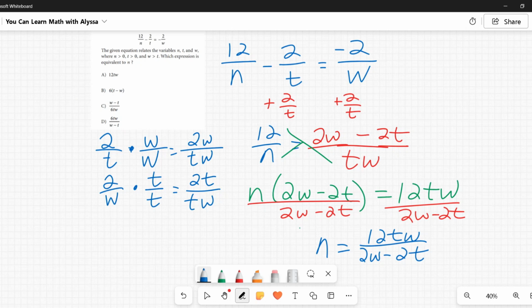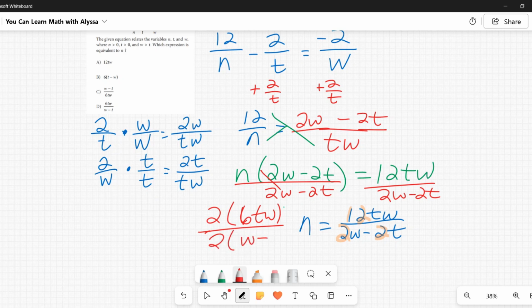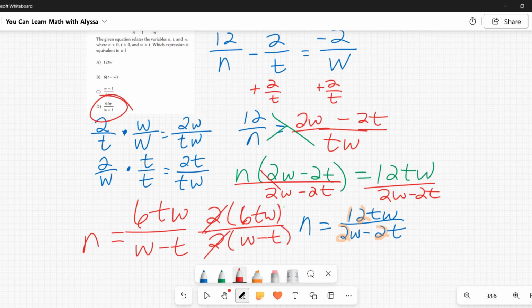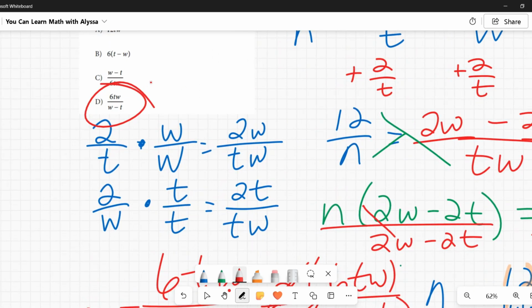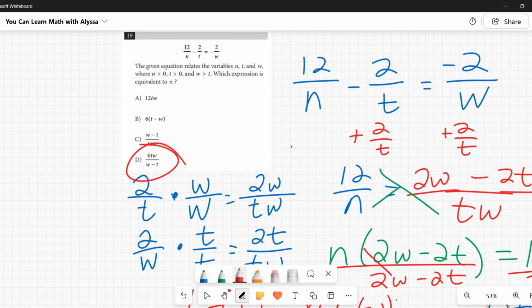It's because there is a greatest common factor for all three terms. While they do not share a t or a w, they do have numbers in front of them that are all divisible by 2. Yes, we have a 2, and a 12. So I can pull a 2 out of the top, 2 times 6tw. On the bottom, I can pull out a 2 of w minus 2, and I can cancel those 2's. And so I am left with 6tw over w minus t as being equal to n, and that is d, right there, 6tw over w minus t.